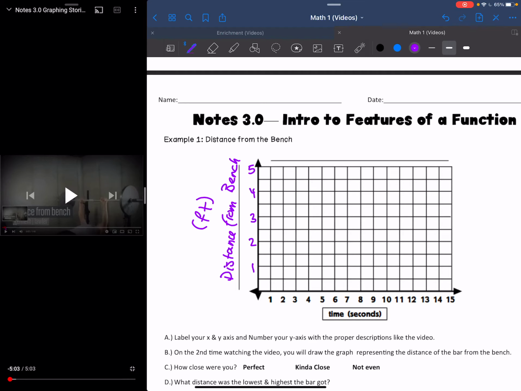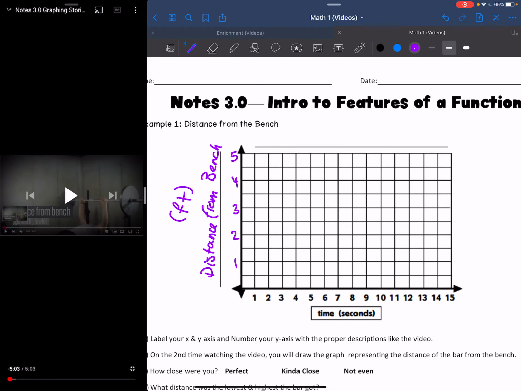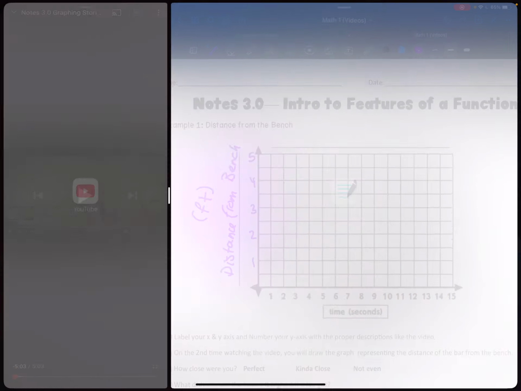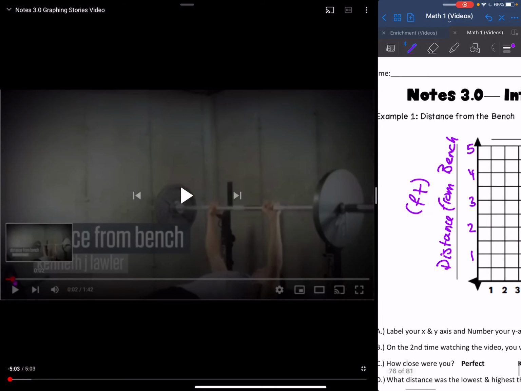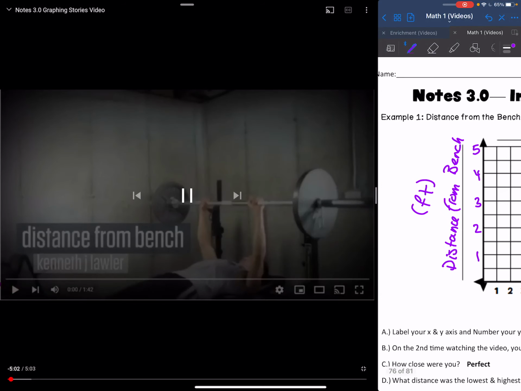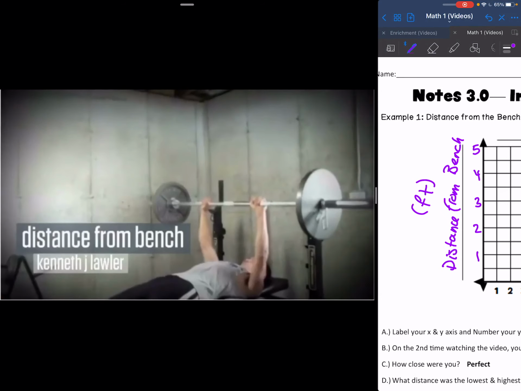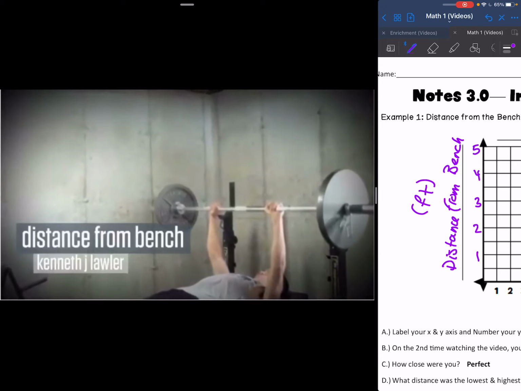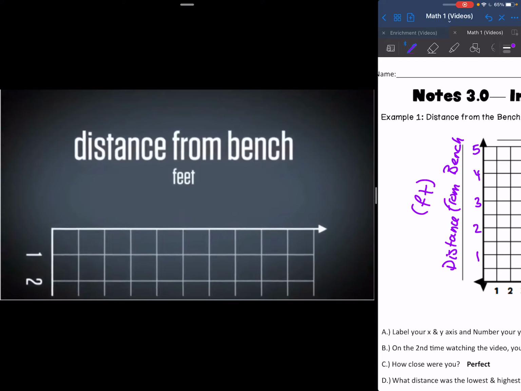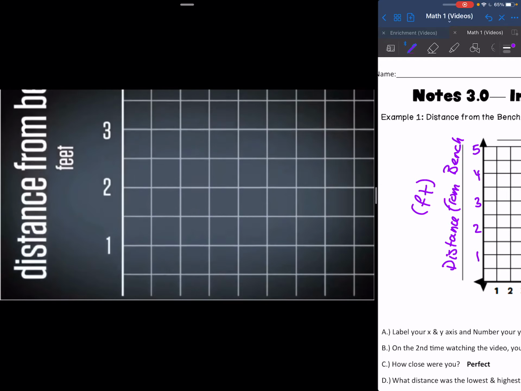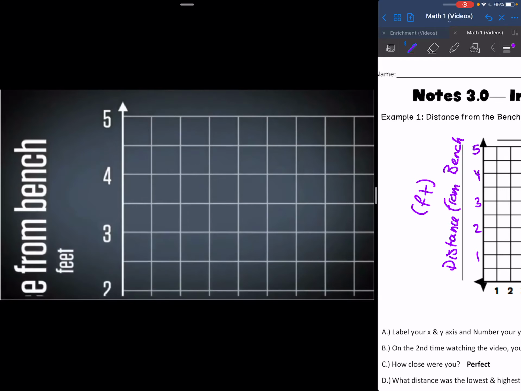Okay, so for today's notes, we're going to be watching some videos. And the first thing we're going to do is fill out this graph based on the video that we watch. So how did I get distance from bench 1, 2, 3, 4, 5? Well, if I start watching this video, it says to me, distance from bench in feet, 1, 2, 3, 4, 5.